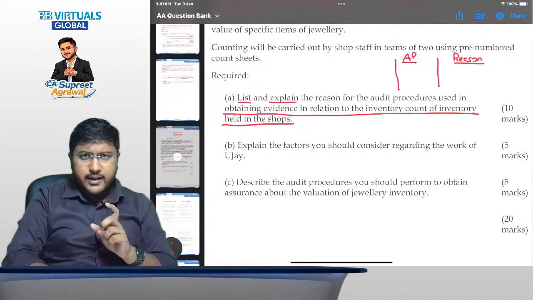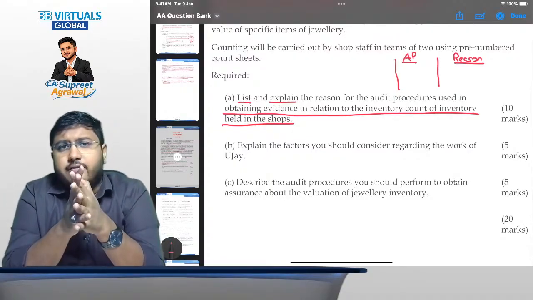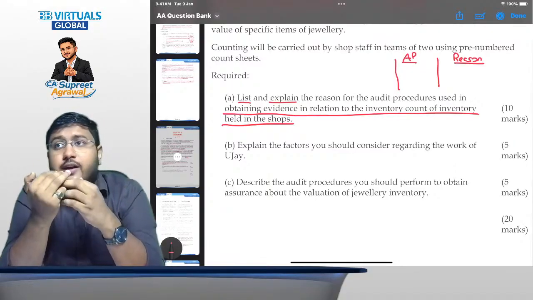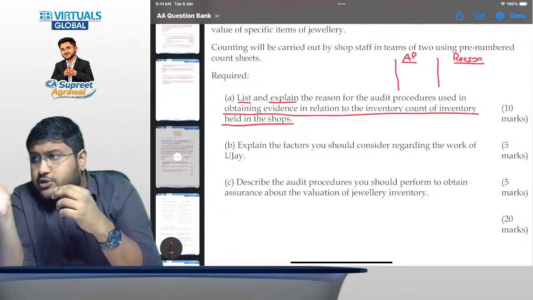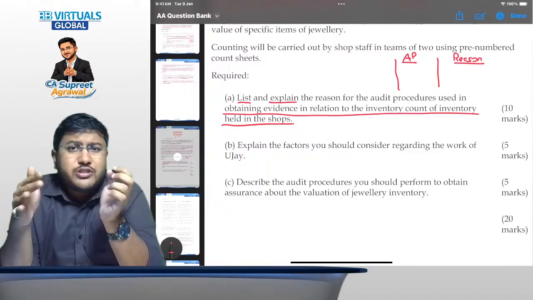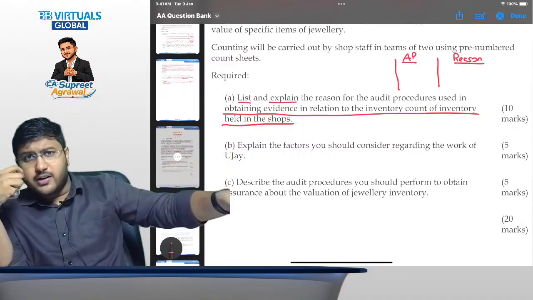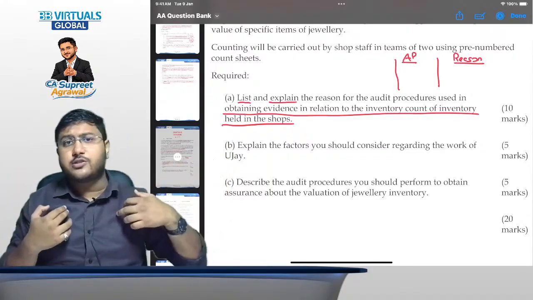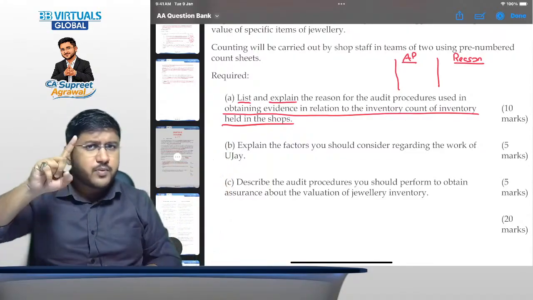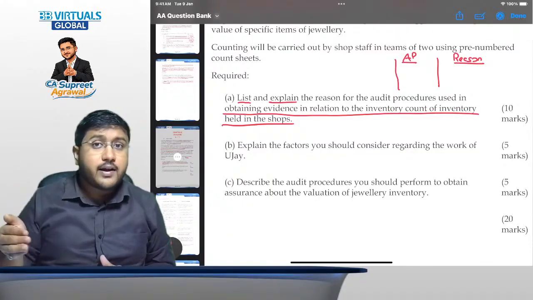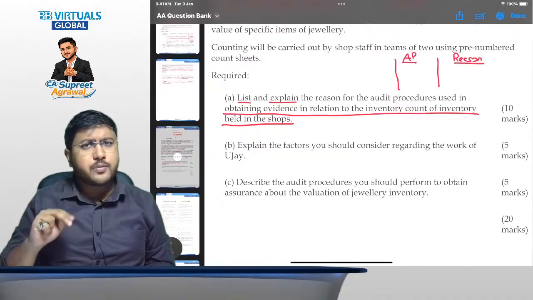So let me give you certain examples. When we talk about the inventory count, we will be selecting certain samples for which we might be doing a ledger to sheet check. That is, we will be selecting certain items from the ledger and then going on the ground and recalculating based on our understanding. That could be one procedure. We might be observing the inventory count that is being done by the management. That could be the second procedure.